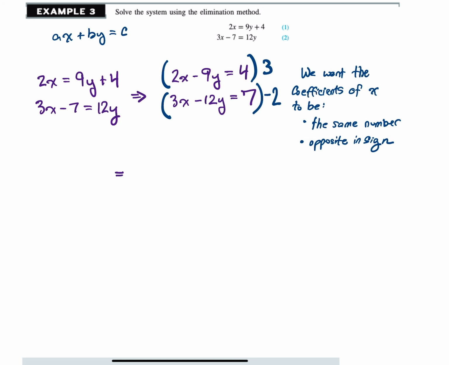So on my first equation, multiplying everything by positive 3, that will give me 6x minus 27y equals 12. Just multiplied each term by positive 3. For the second equation, I'll multiply by negative 2. So my first term will be negative 6x, then plus 24y, equals negative 14. So just multiplied each of these by negative 2.